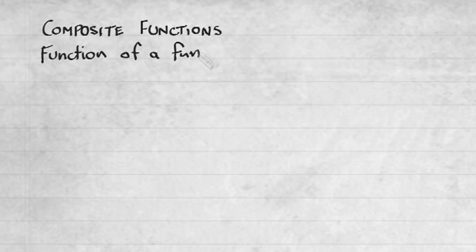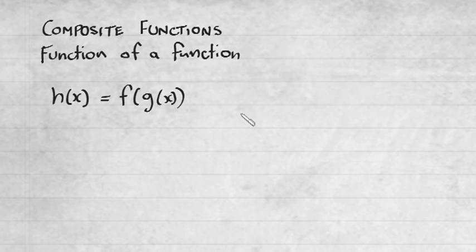In this video I'm going to talk about composite functions. Composite functions are sometimes known as a function of a function. The example here I'm going to use is h of x equals f of g of x. Now, in order to evaluate a function of a function, we start from the inside out. So here we'll start with g of x, then take f of g of x.